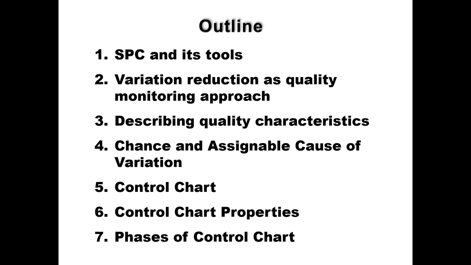For this lecture, we're going to look at SPC and its tools for a start. Then we're going to look at variation reduction as a quality monitoring approach. I'm going to describe some quality characteristics. We'll also be looking at the two types of cause of variation, which are chance and assignable variation. And we're going to look at the control chart itself, the properties, and two phases of control chart.